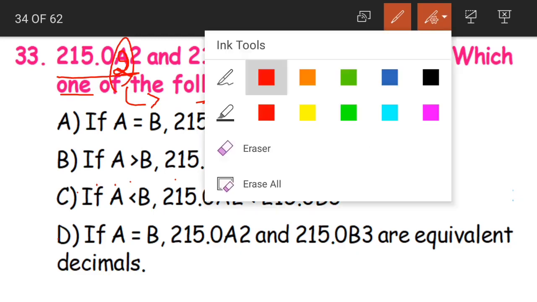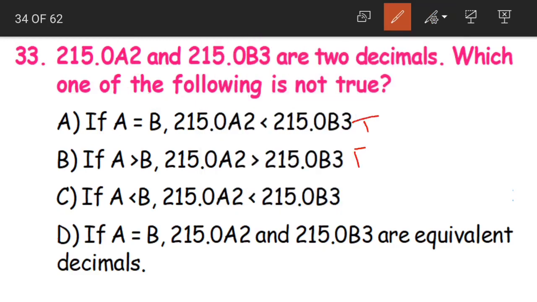Coming to option C. If A is less than B. Now in place of A I'll write 1 and in place of B I'll write 2. A should be less than B. Yes. Now if A is less than B, then the first number is less than the second number. Is it true, children? Yes. See here, 1 is less than 2. So the first number becomes less than our second number. Option C is also true.